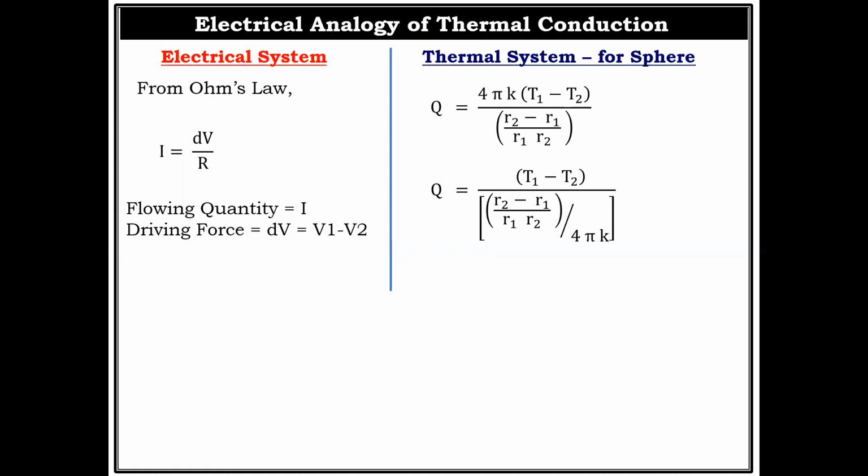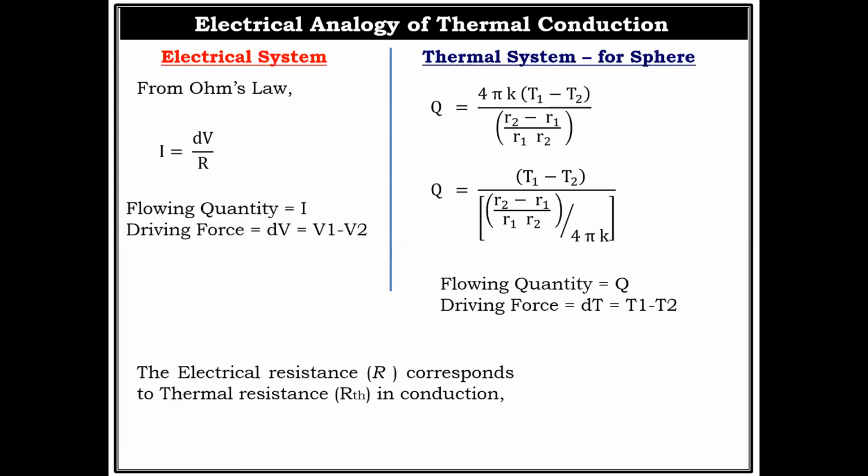Now in this, what is the flowing quantity? It is heat Q. And what is the driving force for this heat flow? That is the temperature difference dT, T1 minus T2. Now if I consider the electrical resistance, which is the denominator, it corresponds to the thermal resistance R thermal in conduction. So R thermal will be (R2 minus R1) upon R1 R2 divided by 4 pi k. So this is the thermal resistance of a sphere.